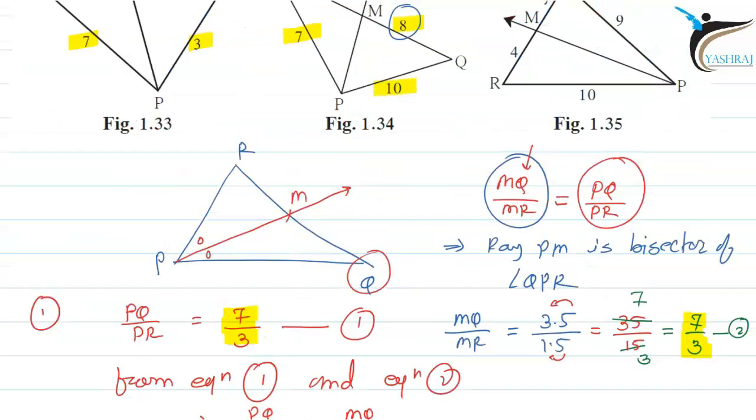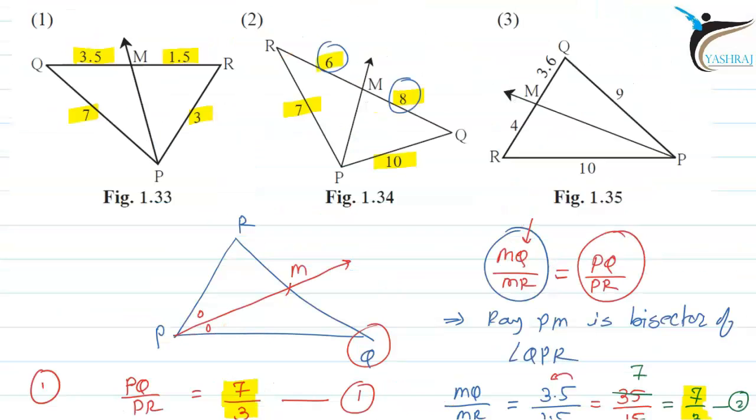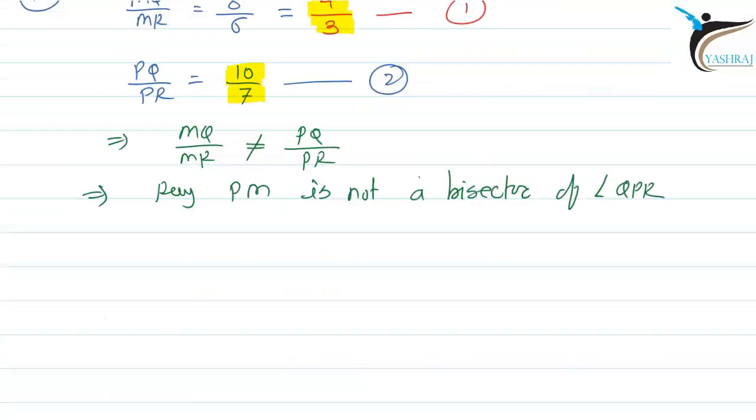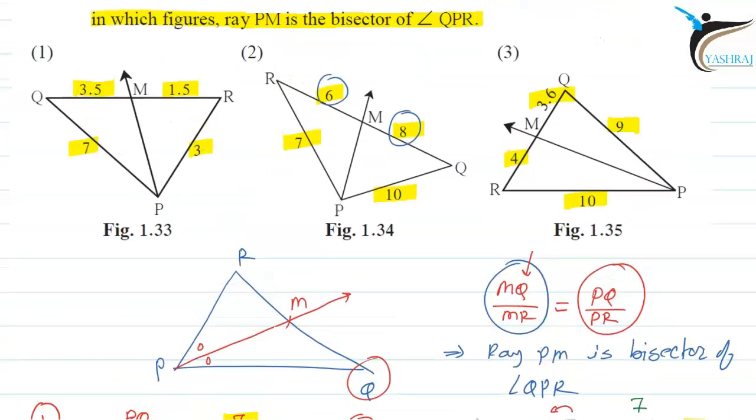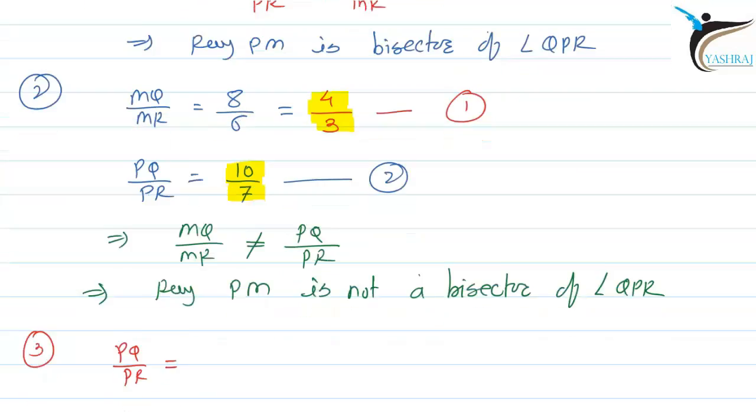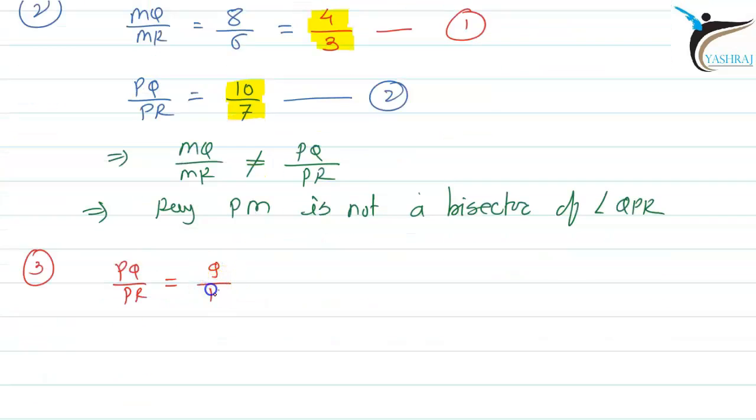Look at the third figure now. We have given the PQ value as 9, PR value as 10, then MR value as 4, and QM value equal to 3.6. Again the same thing: we first find the value of PQ divided by PR. What are the values of PQ and PR? We have 9 and 10, so there is no common divisor between 9 and 10. I would like to call it equation number 1.